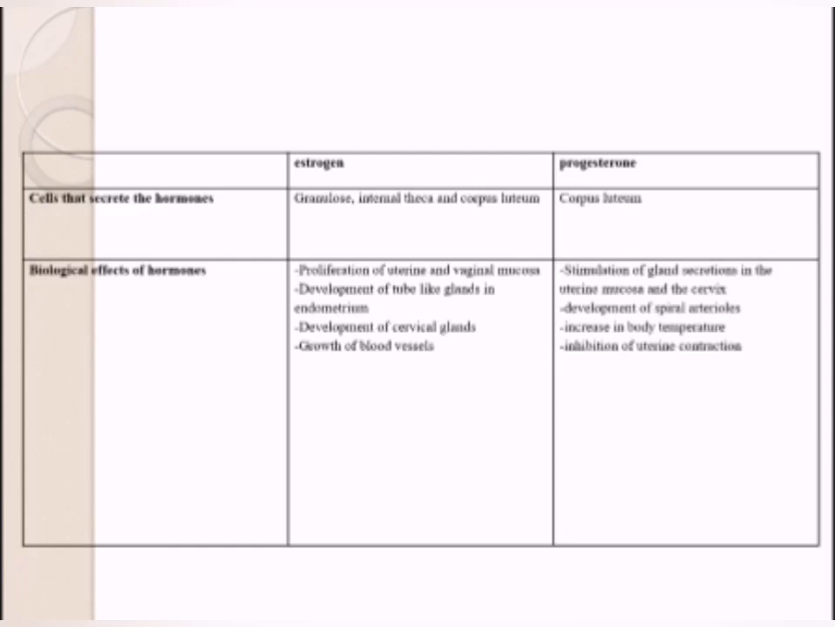Progesterone also leads to the development of spiral arterioles. It causes an increase in the body temperature, and because of that, the internal body temperature of the female is higher in the post-ovulatory phase or in the luteal phase, and progesterone finally inhibits uterine contraction. You have to memorize the name of the cells that secrete these hormones and also some of their biological effects.